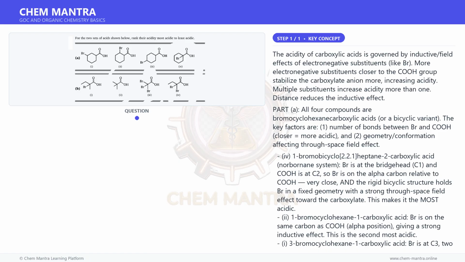2. 1-Bromocyclohexane-1-carboxylic acid. Br is on the same carbon as COOH, the alpha position, giving a strong inductive effect. This is the second most acidic.